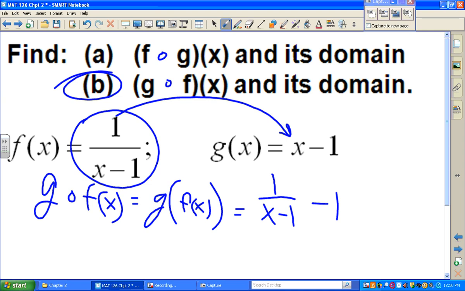What's the domain of that one? Negative infinity to 1, union 1 to infinity, right? It can be anything but 1, basically. You can get a common denominator if you like. But I think we're good on that.